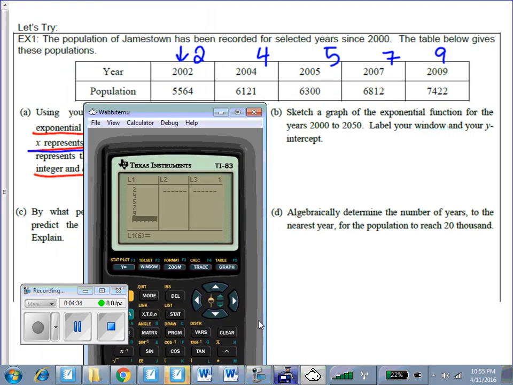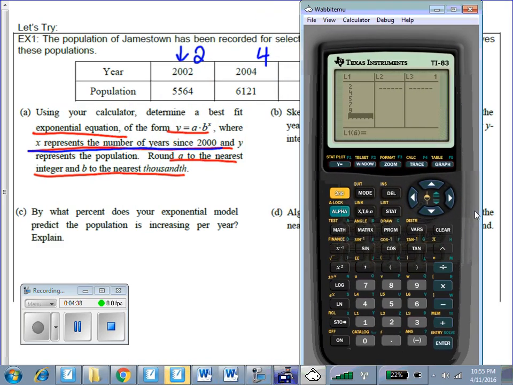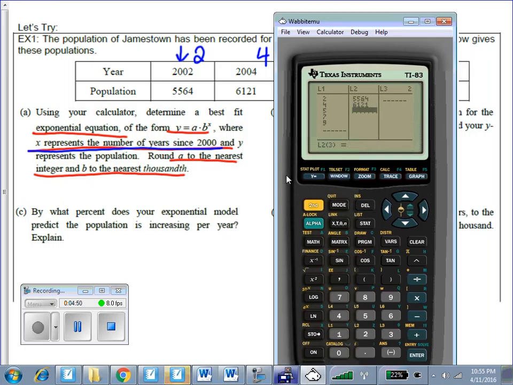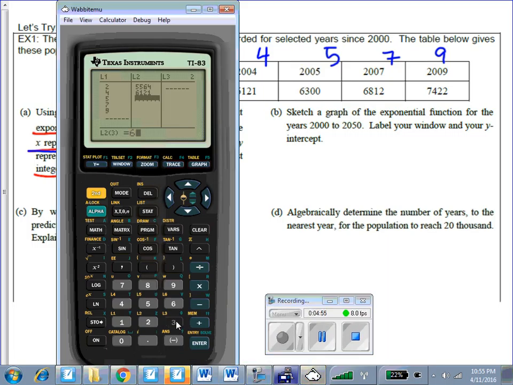Okay, so let's see, my population: 5, 5, 6, 4. So I go to list 2: 5, 5, 6, 4. Then I have 6, 1, 2, 1. Oops. Delete 6, 1, 2, 1. And then I have 6, 3, 0, 0. And then I have 6, 8, 1, 2. And then the last one is 7422.